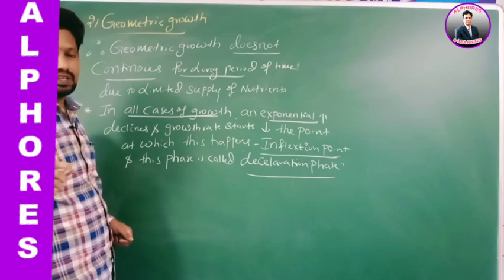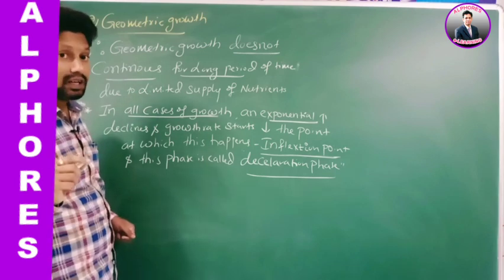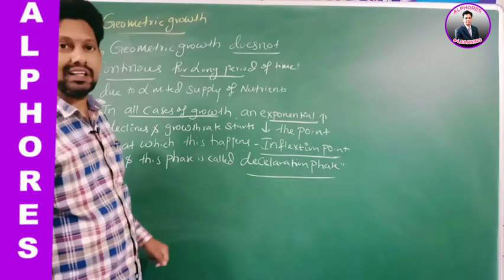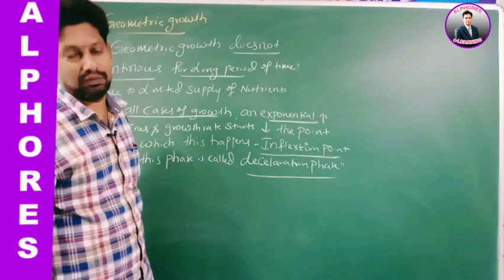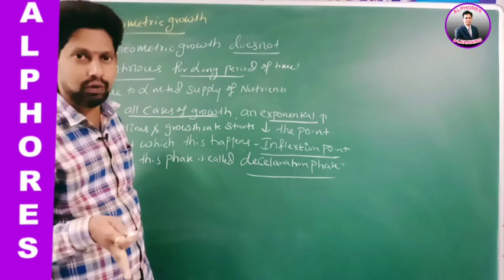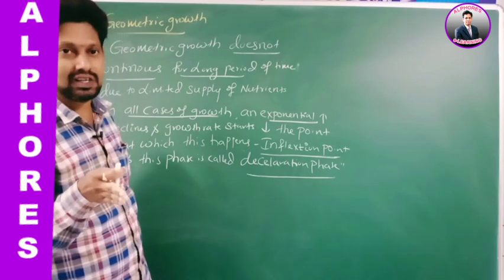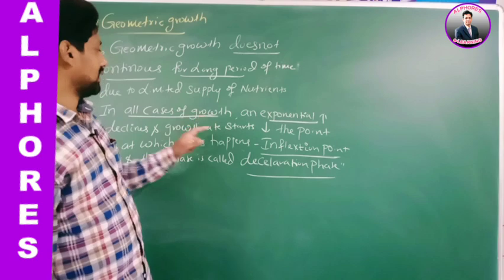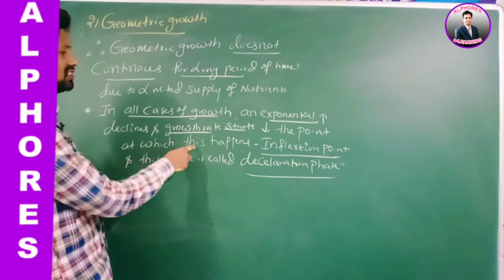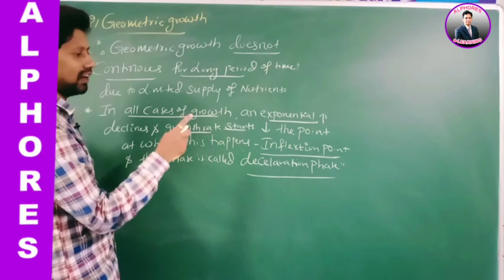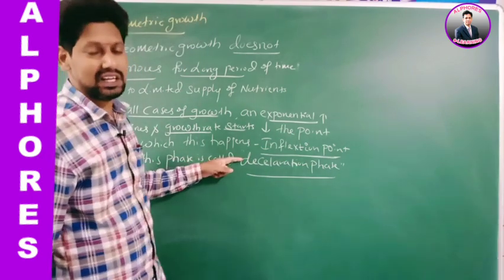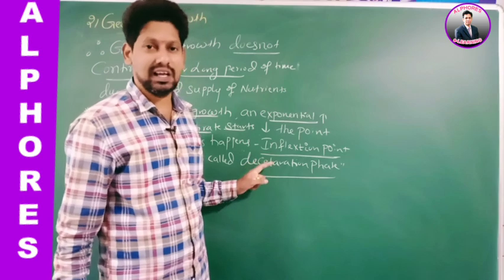First comes the lag phase, LAG. Then afterwards the log phase, the logarithmic phase. Their growth was exponential. After that exponential increase, the growth slows down. It means the growth rate starts decreasing. The point at which this happens is called the inflection point, and that phase is called the deceleration phase.